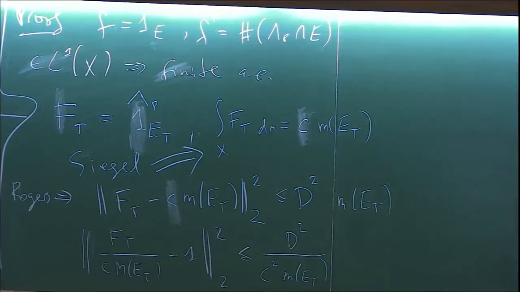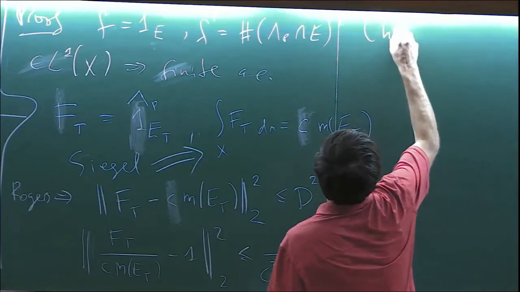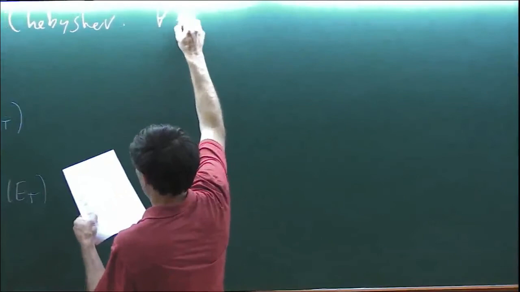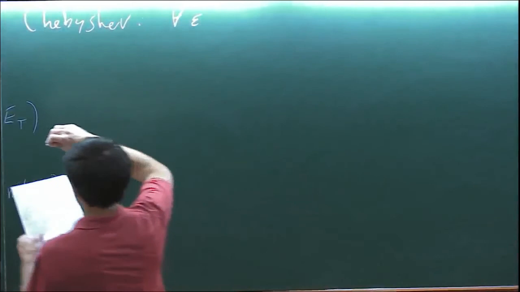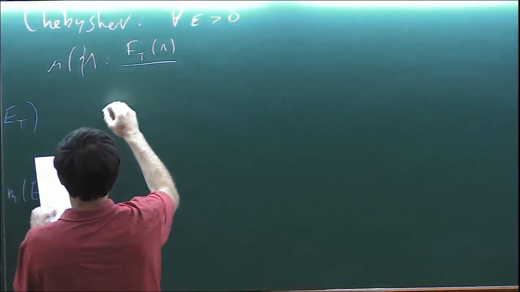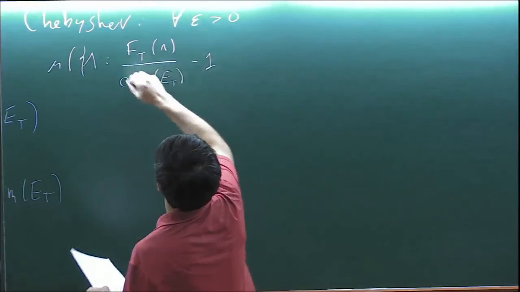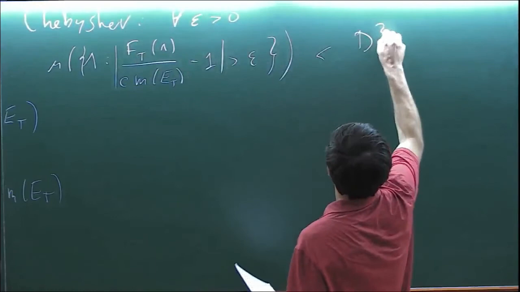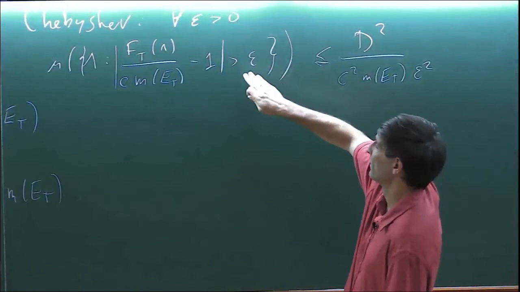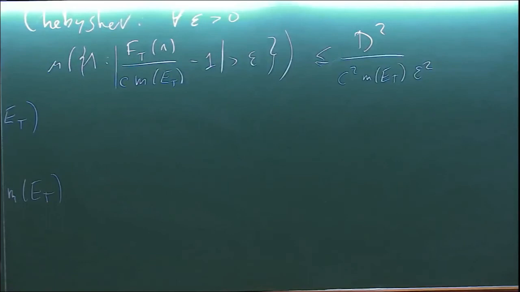Say that the random variable is concentrated near the mean, and just by using Chebyshev, what you get is, for every epsilon positive, the measure of the set of lambdas such that F sub T of lambda divided by c times the measure of E sub T, minus 1, is bigger than epsilon, is bounded by d squared over c squared times the measure of E sub T, times epsilon squared. Okay, so if you want it to be bigger than epsilon, the probability is less than this constant times epsilon squared. Okay, fine. So now I have this family of E sub T's.